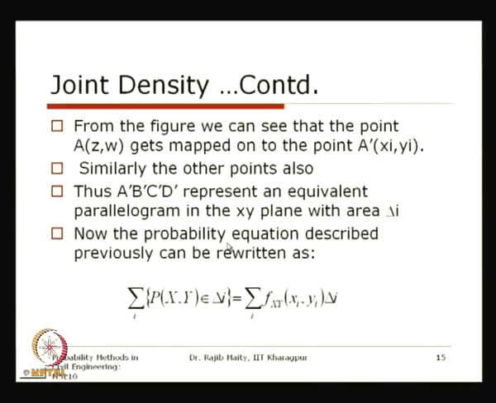So now the probability equation described previously can be rewritten as the summation over all these representative areas. The probability that (x, y) belongs to the represented area delta I should be the summation, over all these representative points, of the density at (xi, yi) multiplied by their elemental area. So this is the joint density of x and y, and this is the area over which we are interested to know how much probability there is. So we just multiply that area and its density.